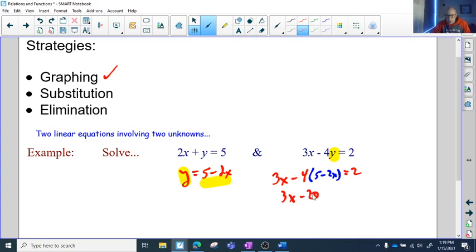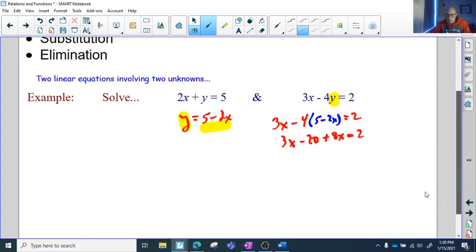3x subtract 20 plus 8x equals 2. So I kind of got excited and got going too quick here. The beauty of what we just did is it generated an equation that only had one unknown. And we've had lots of practice solving those types of equations, which is what I'm doing now.